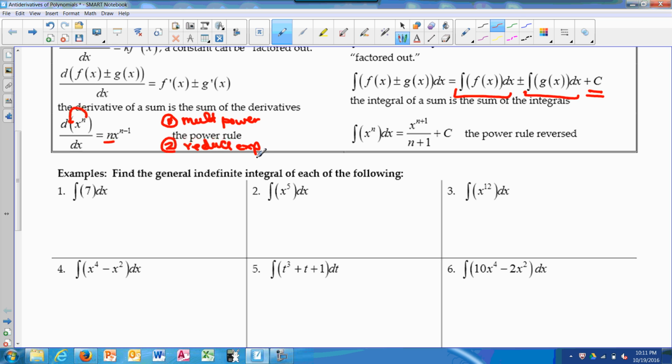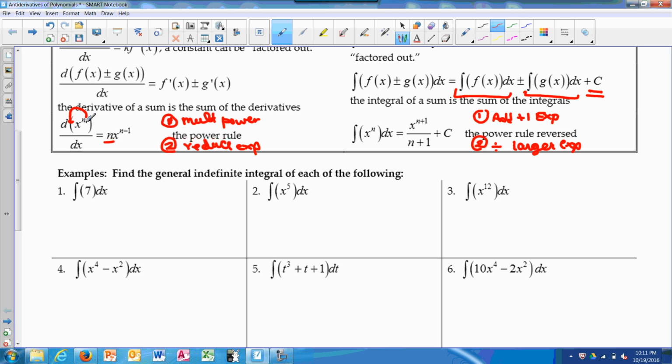We must reverse this exactly. So we have to first add back to the exponent, going in exactly the reverse order, and then we divide by the larger power, the new power that we have.